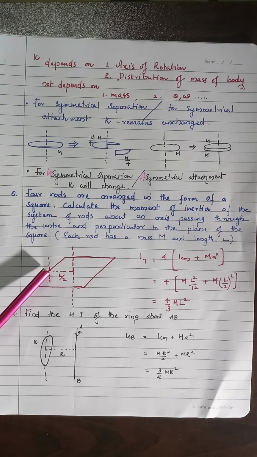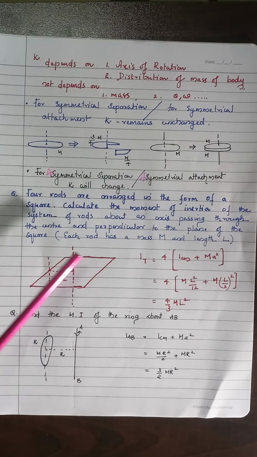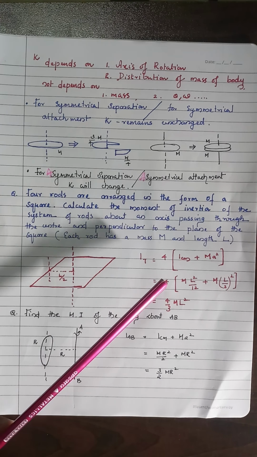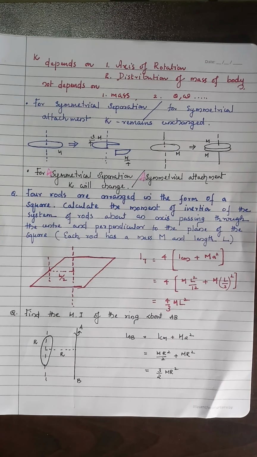Then we can change that moment of inertia into this axis by using the parallel axis theorem. Likewise, here there are four contributors. So 4 into the parallel axis theorem will give the answer. The similar concept is here.